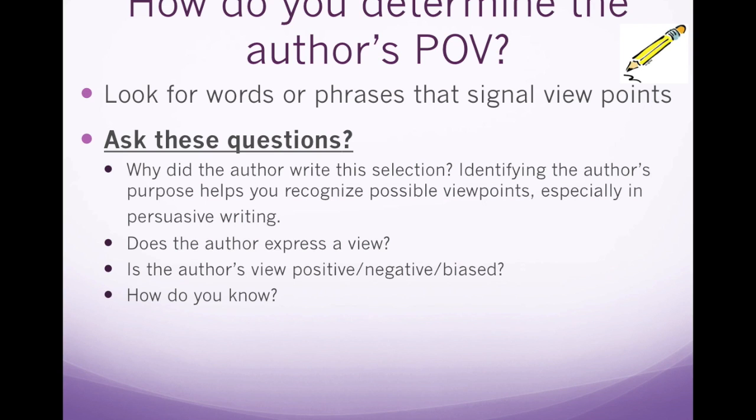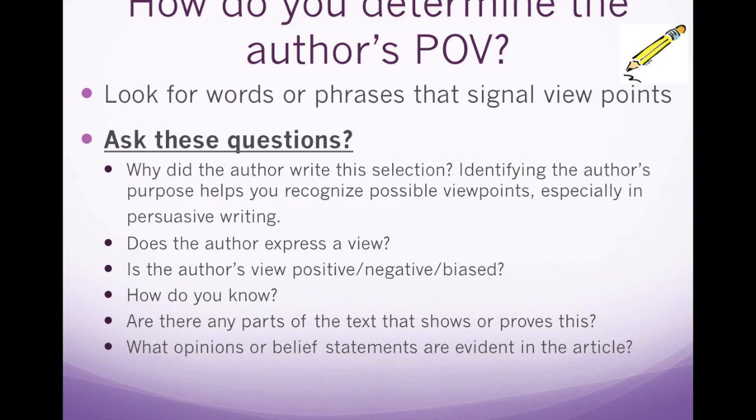Does the author express a view blatantly? Like, does the author come out and say something? Look for clues to that. Is the author's view positive, negative, biased in any way? How do you know? Look for any parts in the text that show or prove this. These could be your quotes. We're always looking for those.